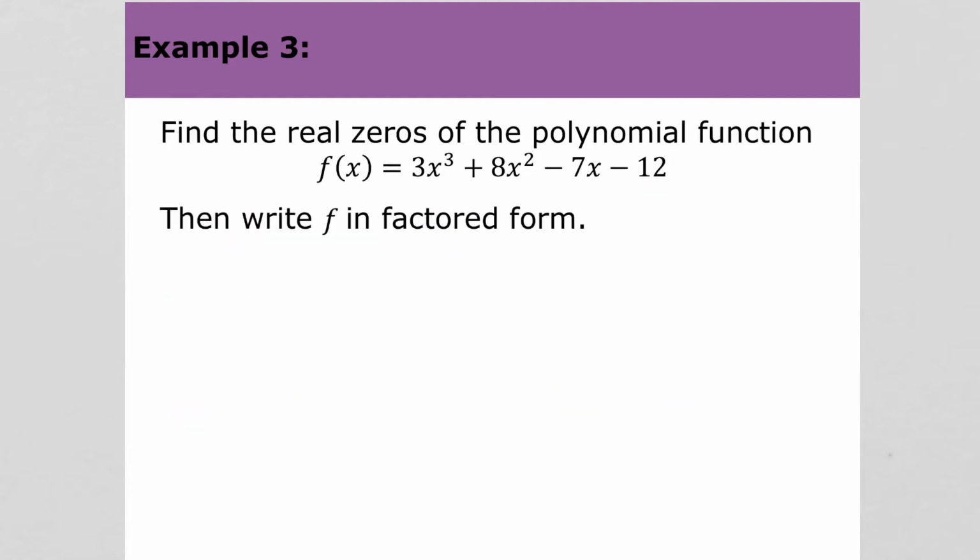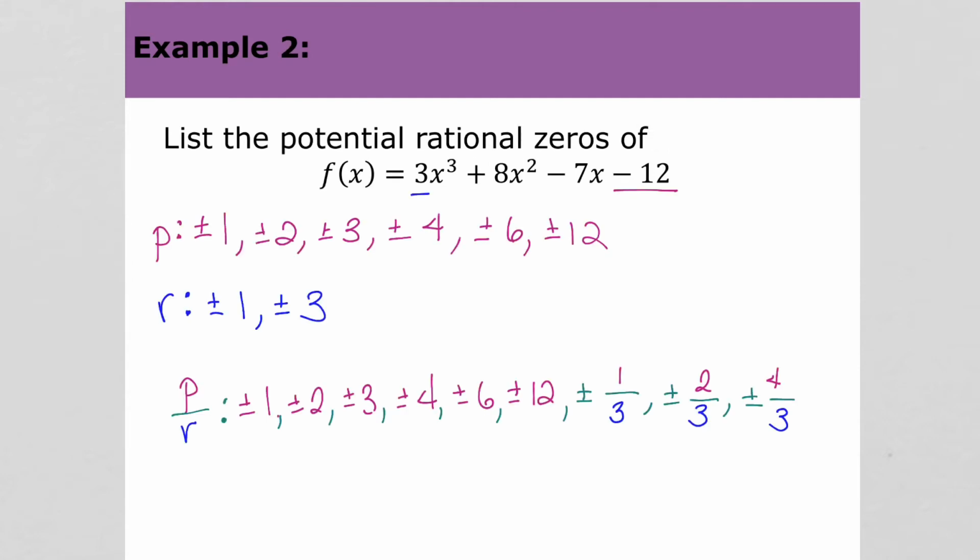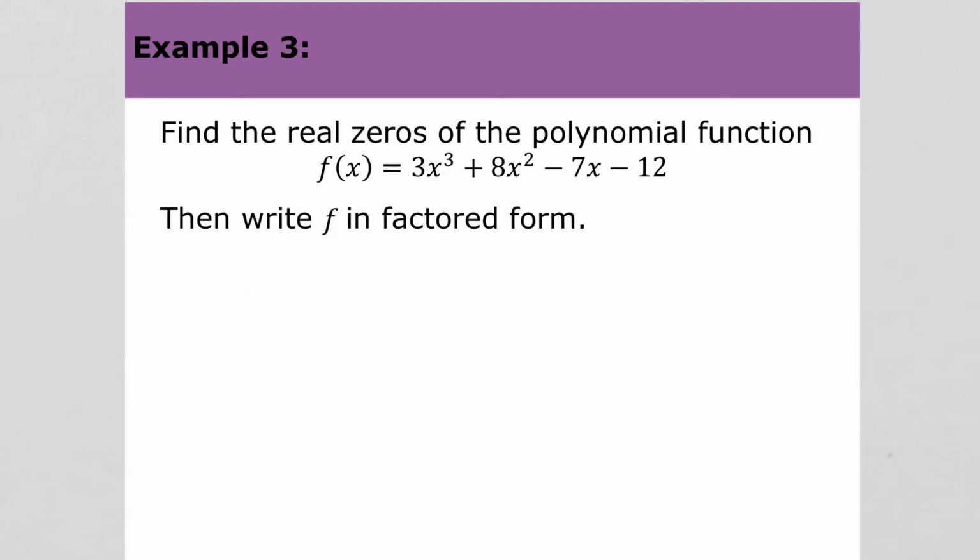So what we're going to look at is finding the real zeros of a polynomial function. To do that, we have to list the potential real zeros. Now, for example 3, we've already listed them, so I'm not going to go through and do that again. Just going to copy it over.